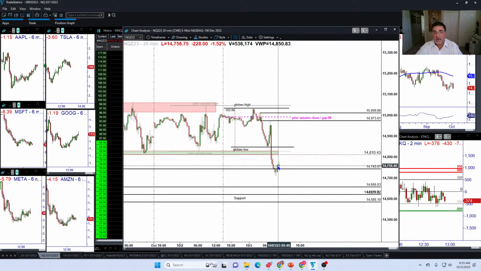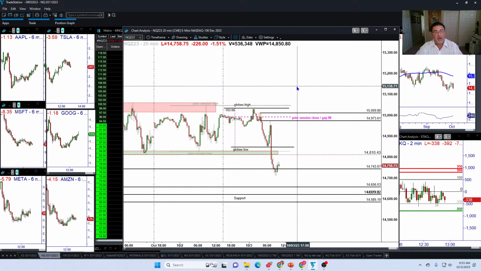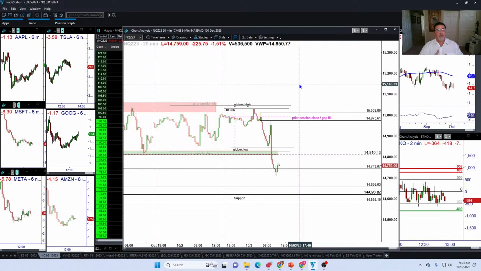I would also point out that if you take that impulse wave, you see that it took very little time, while a corrective move takes a long time. Here's another good example. Impulse, correction. Every time we have that impulse, we have that correction. Correction phases often last 2 to 3 times longer than the impulse.